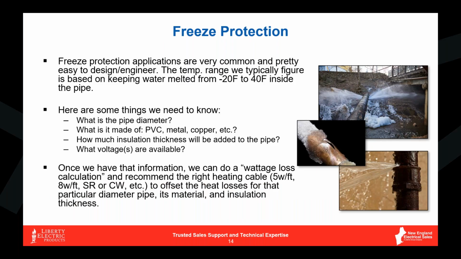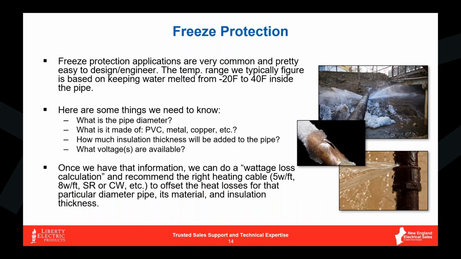If you want to go from -40 F to 40 F, we can obviously change that threshold. The biggest things that we need to know to correctly figure out what size or what output cable to put on your pipe is your pipe diameter. Your surface diameter of that pipe is going to be directly proportionate to your heat loss. Then what's that pipe made out of? This is PVC pipe, for obvious reasons. We've already discussed this a few times, metal, copper.